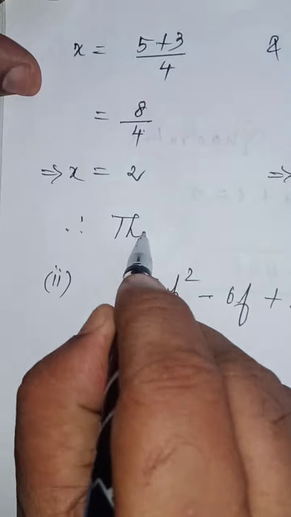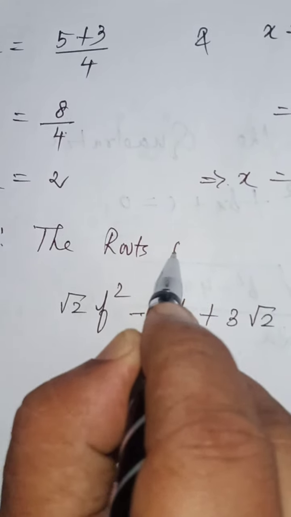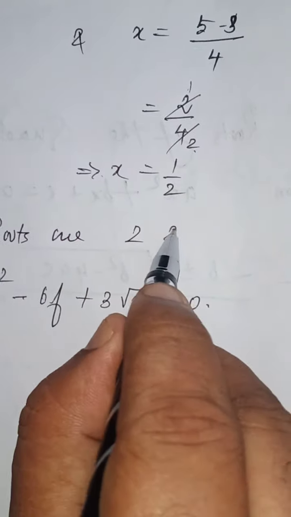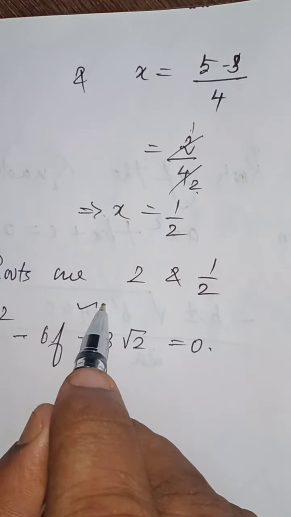Therefore finally write the result. The roots are 2 and 1 by 2. Subdivision number 1 is over.